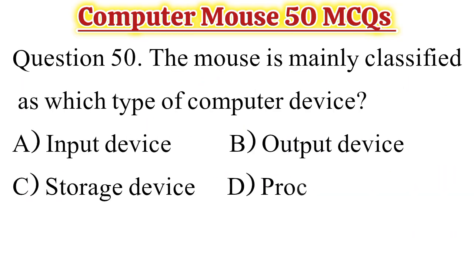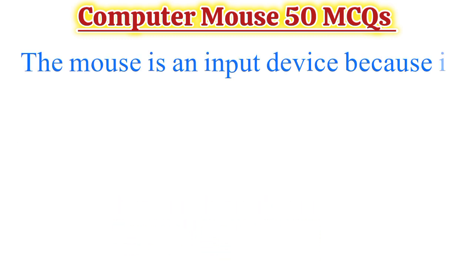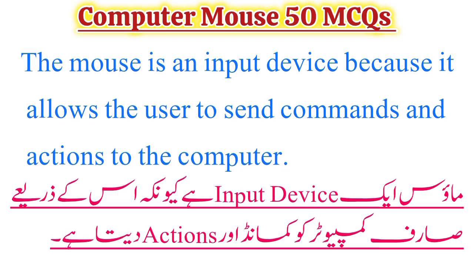50. The mouse is mainly classified as which type of computer device? A. Input device. B. Output device. C. Storage device. D. Processing device. Answer: A. Input device. The mouse is an input device because it allows the user to send commands and actions to the computer. Your 50 mouse MCQs are complete.